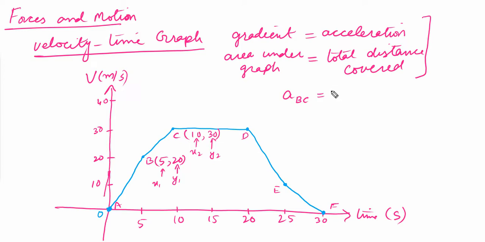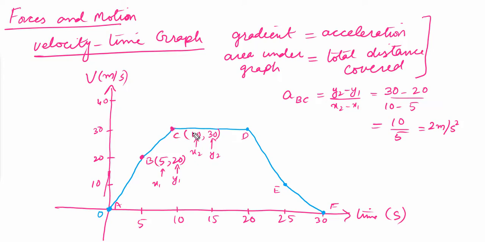So I'll use the formula for the gradient, that is y2 minus y1 divided by x2 minus x1. Remember that when moving from left to right, you always have to take your first point as x1, y1 and your second point as x2, y2. So my y2 is 30, y1 is 20, so it's 30 minus 20 divided by x2, which is 10, minus x1, which is 5. So it becomes 10 over 5, that is equal to 2. So 2 meters per second squared is the acceleration from point B to point C.